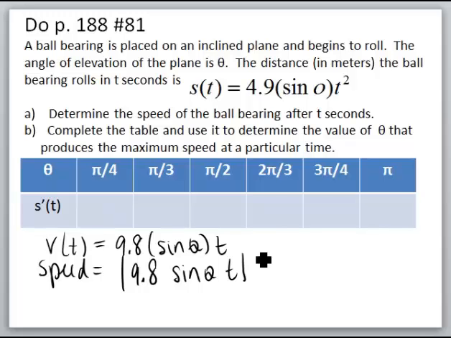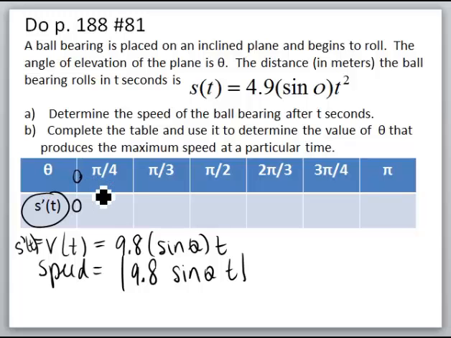And what you're going to want to do is hit the y equals button, and you're going to put in for y equals what s prime of t is. Remember, s prime of t is your velocity. So you're going to type in 9.8 sine x. Don't worry about the t. We're going to have t's in all our answers for our table. What we're going to do is ask the calculator at each one of these values, what is s prime of t? When I put in 0, I do get 0.